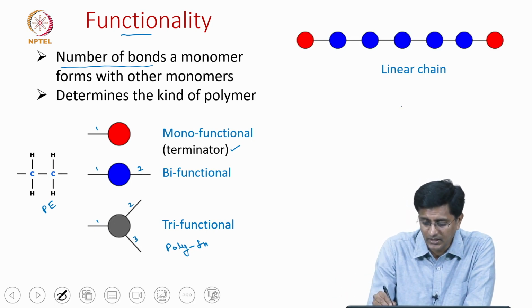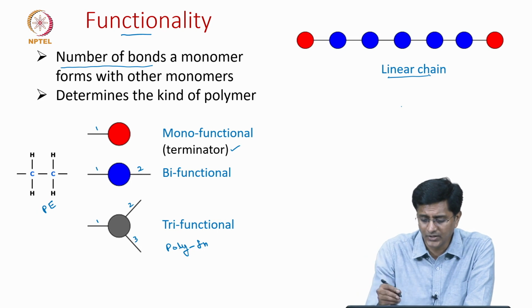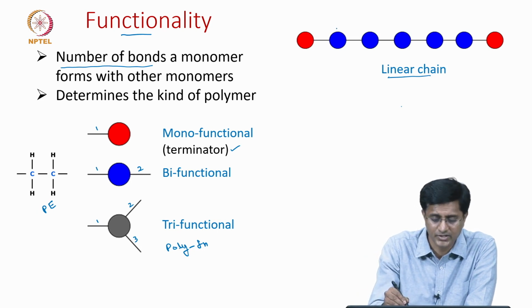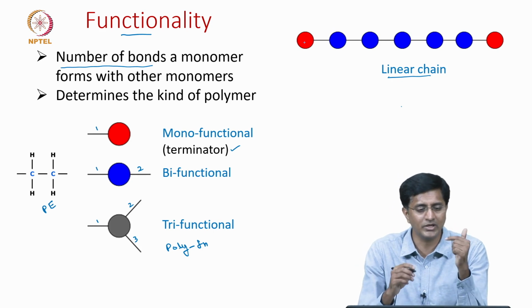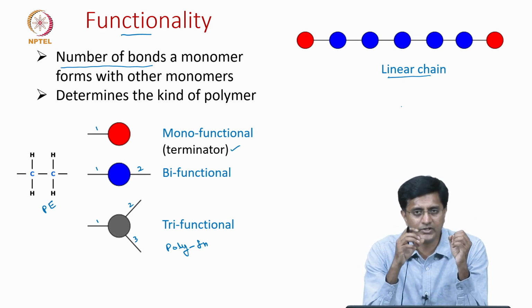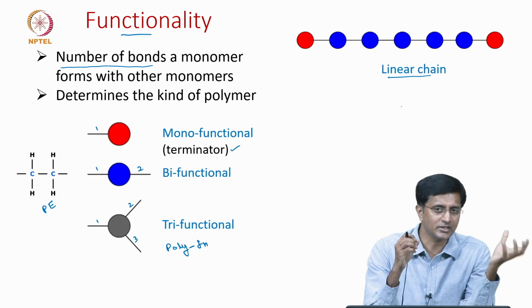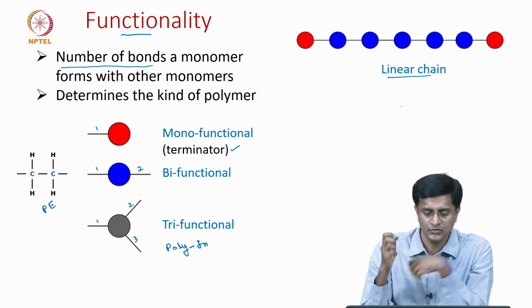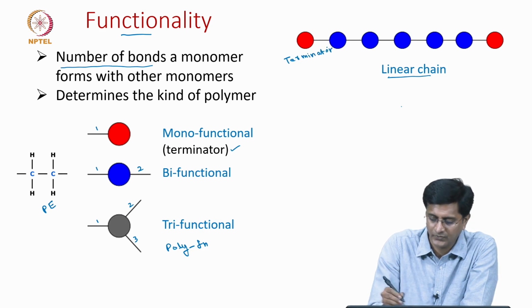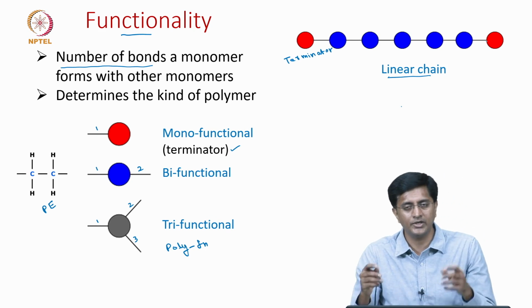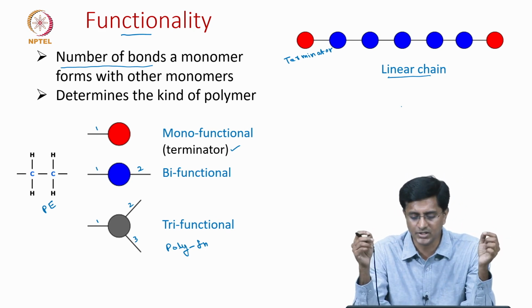The first is a linear chain. As you can see here, these blues are the bifunctional, like the polyethylene example, but towards the end we have this monofunctional or the terminator. What is the terminator doing? Since it is only one functional, it bonds with one polyethylene and there is nothing else it does to the other end. So, it acts as a terminator. So, we have two terminators, one on each end of this polymer chain.